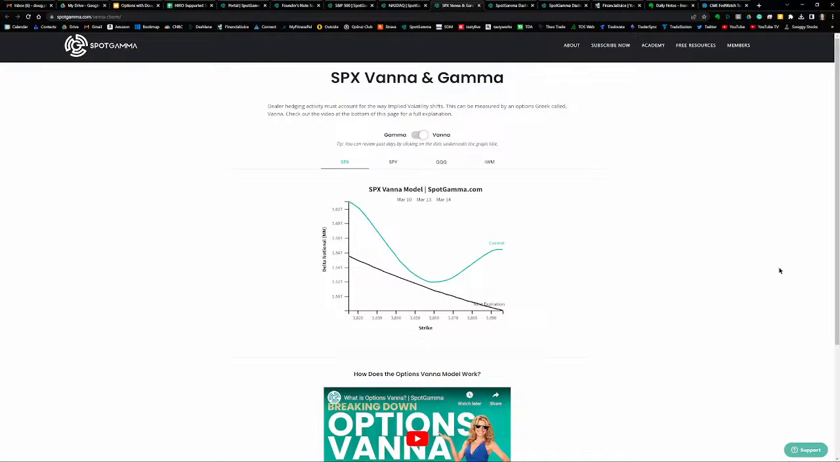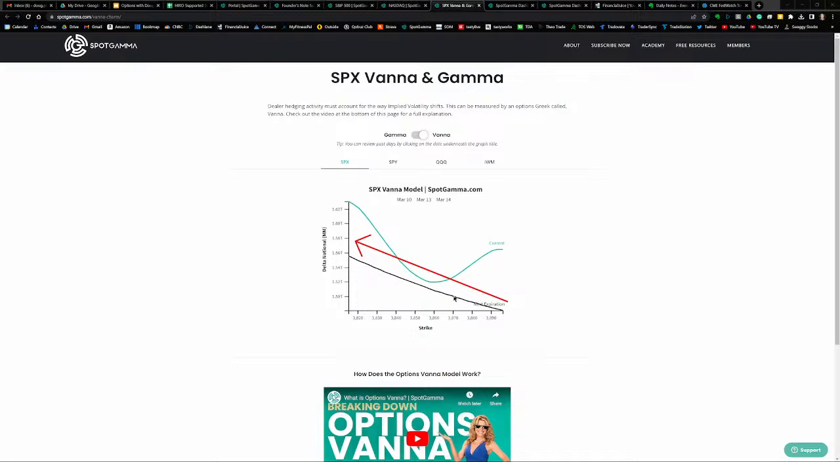So this is SPX, and this is showing how market makers' delta notional, delta exposure, will change with changes in price. Delta notional is shown on the vertical axis, strike price on the horizontal axis, and this green curve shows how market makers' delta notional changes with changes in price and implied volatility. And again, that's the Vanna effect, the change in delta with the change in implied volatility. What this is showing is that market makers' delta notional will increase as price decreases, and again, they have to sell futures to hedge their delta exposure.